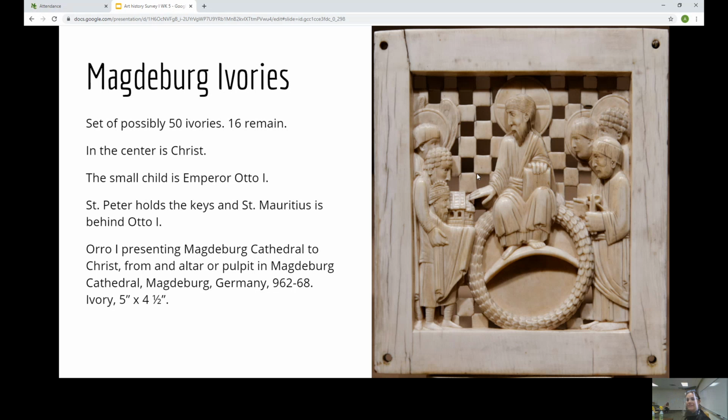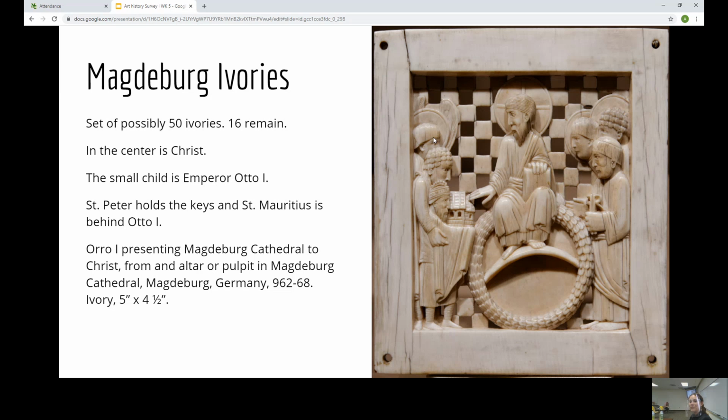Here's another example of some not paintings from books. We'll get there. These are the ivories of Magdeburg. There was a set of probably 50 at one point. There's only 16 left. This is the most famous of the 16, which shows Christ at the center, sitting on top of the world as Pantocrator, and around him are saints. So St. Peter's over here holding the key, and yes, I did have to write notes because there's no way I was going to remember all these dudes' names.